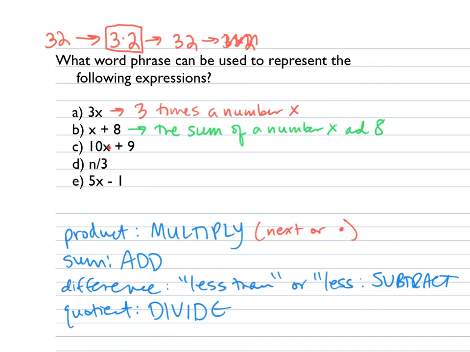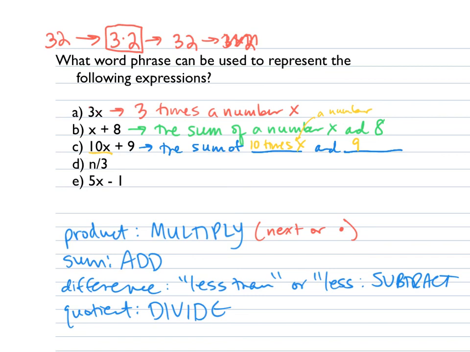Here we have 2 things going on. So this is the sum of 10 times a number x and 9. So just be careful how you write these, okay? The sum of 2 things, one thing and the other thing. One thing is 10 times x, and the other thing is 9. You don't have to write the words a number x, but I won't take off for that if that's on a test somewhere.